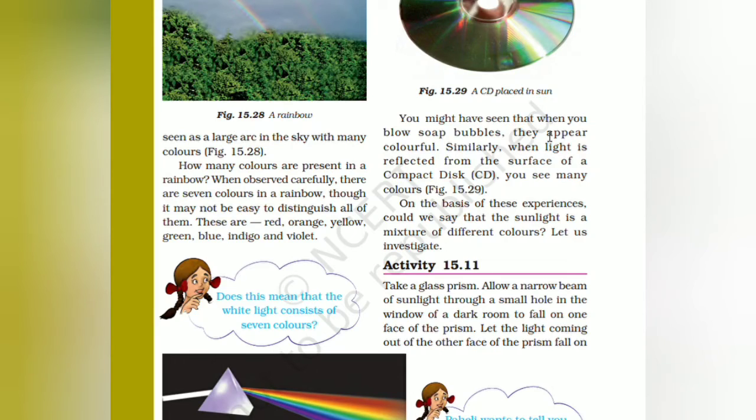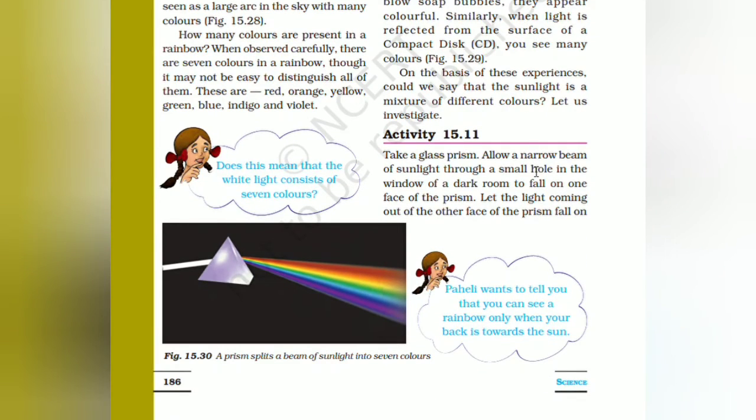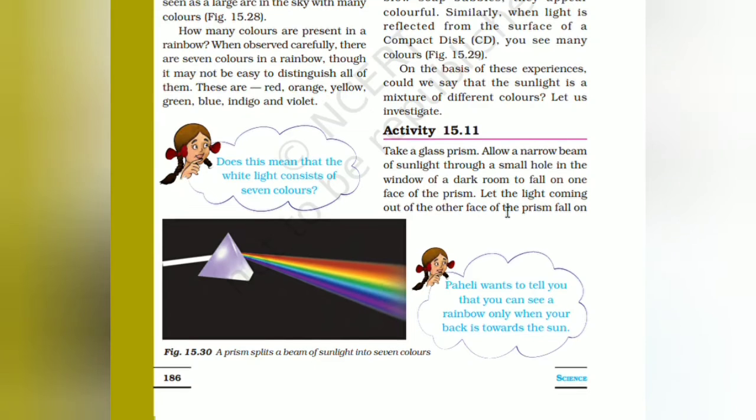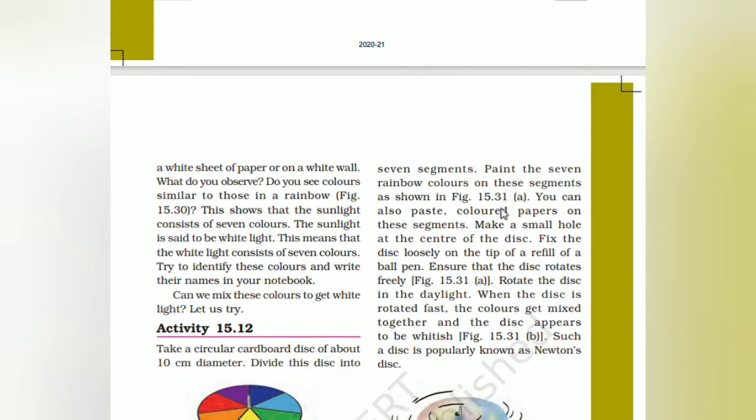You have seen that when you blow soap bubbles, they appear colorful. Similarly, when light is reflected on the surface of a compact disc, that is a CD, we can also see many colors. Take a glass prism. Allow a narrow beam of light to pass through a small hole in the window of a dark room. Let the light coming out of the face of the prism fall on a white sheet of paper. We can see many rays of light coming out from this.